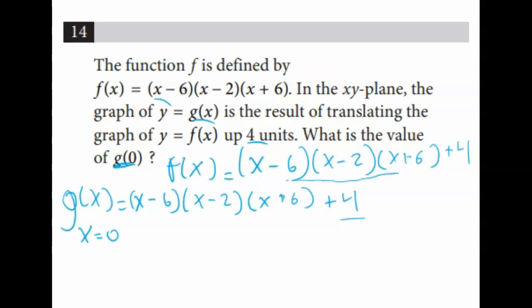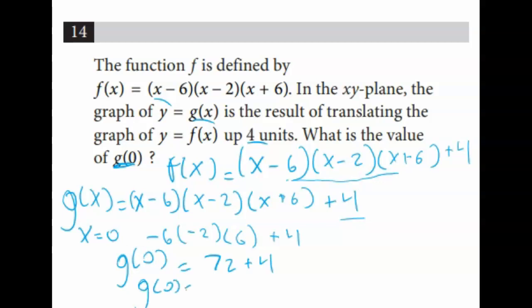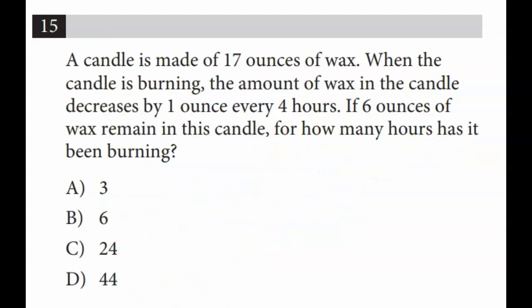Well, if we plug it in, we get 0 minus 6, so negative 6, times 0 minus 2, so negative 2, times 0 plus 6, so we're going to get 6 here. Then we're just going to add 4 because we're translating it up 4 units. So negative 6 times negative 2 is positive 12. Then 12 times 6 gives us a positive 72 plus 4. So g of 0 equals 72 plus 4, 76, and that's why 76 is the correct answer.